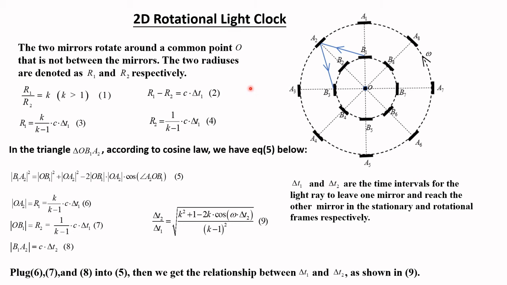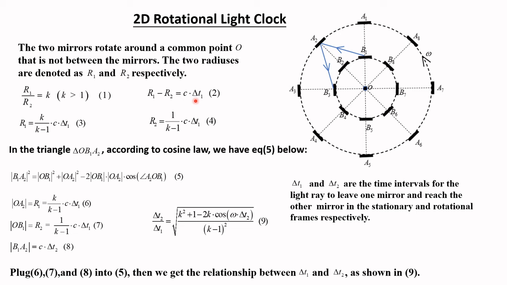And we denote the two radii as R1 and R2. R1 equals OA1, R2 equals OB1. R1 over R2 equals K, where K is larger than 1. And R1 minus R2 equals C times delta T1. R1 minus R2 is equal to B1A1. This is the path for the photon to leave one mirror and reach the other mirror in the stationary frame. R1 minus R2 equals B1A1 equals C times delta T1.